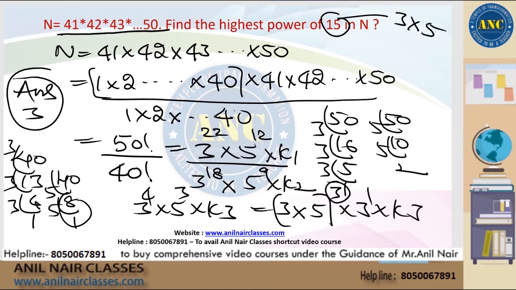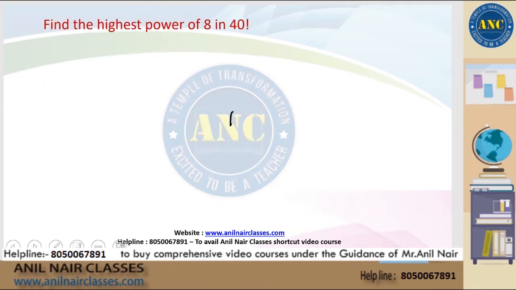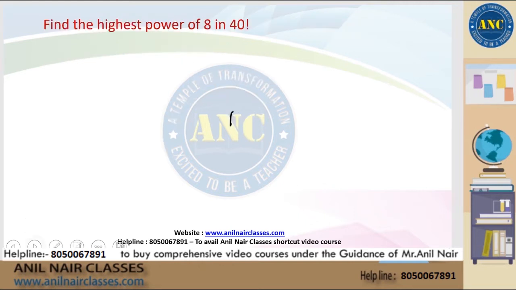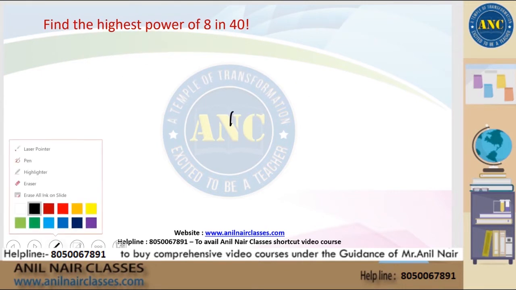I hope the idea is clear. What Harsha said in this question also is valid. You can take only the power of 5. Convert the numbers which are not in factorial format into this form, 50 factorial by 40 factorial. I hope the logic is clear, right? Idea is clear. Next slide.